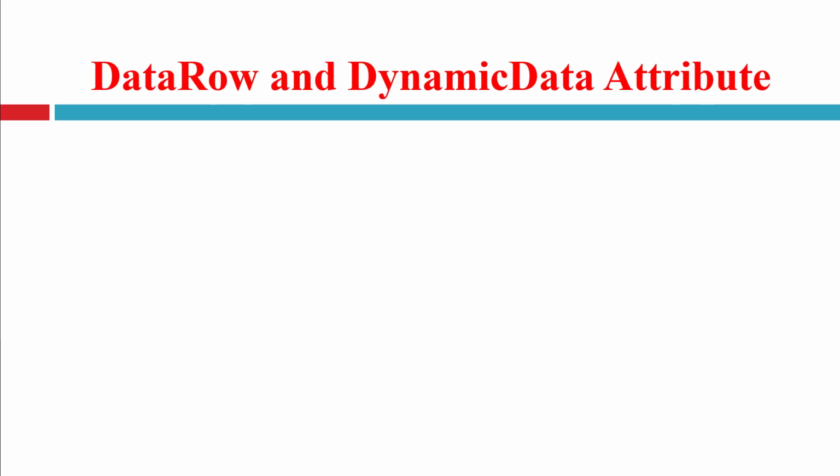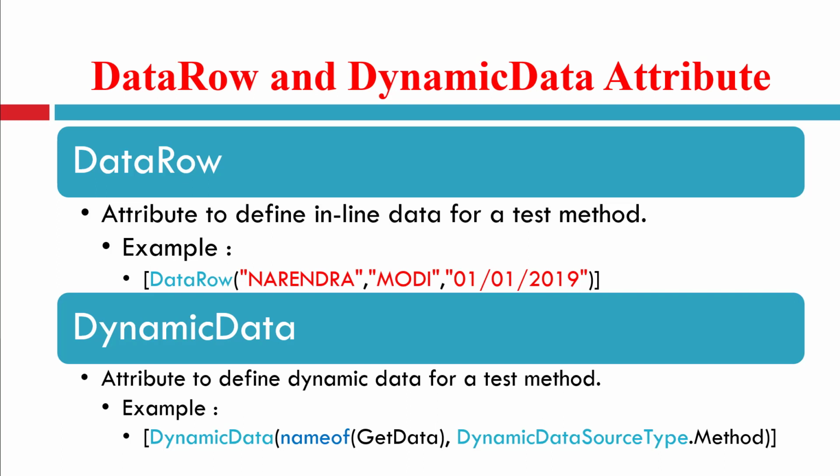In MS Test, we use two attributes: DataRow and DynamicData. The DataRow attribute is used to define inline data for a test method. You can look at the example where I have given a data row. It has three fields: first name, last name, and the date of enrollment. You can pass that data directly.